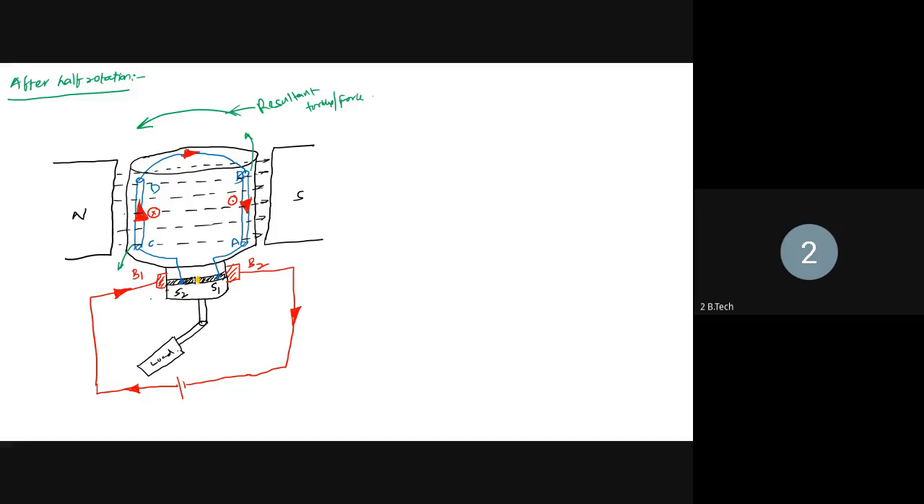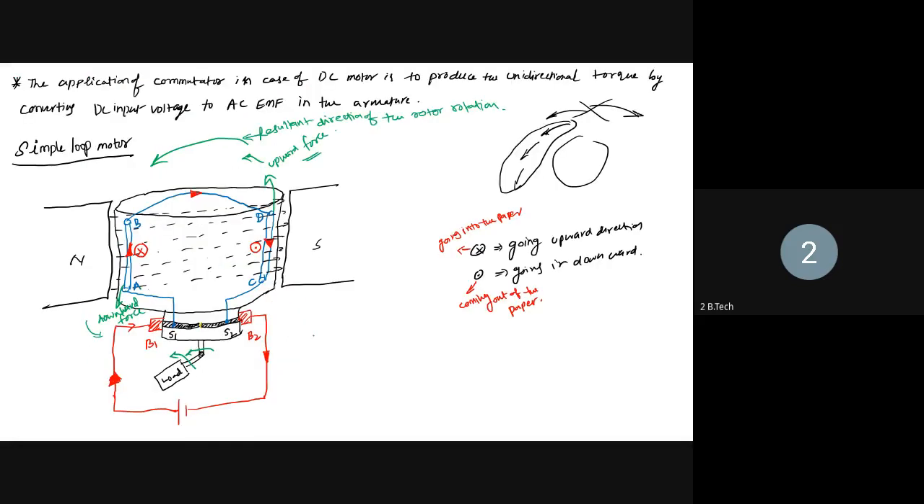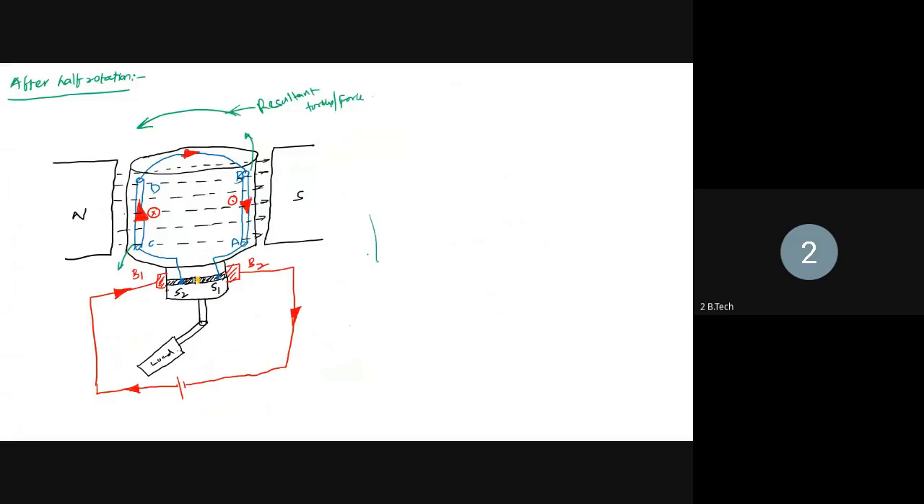Why? Because in the previous case, the current is moving from A to B. In the first case, it is moving from A to B, whereas in the second case, it is moving from B to A. Therefore, the current will be from A to B and B to A, so that it will be AC.